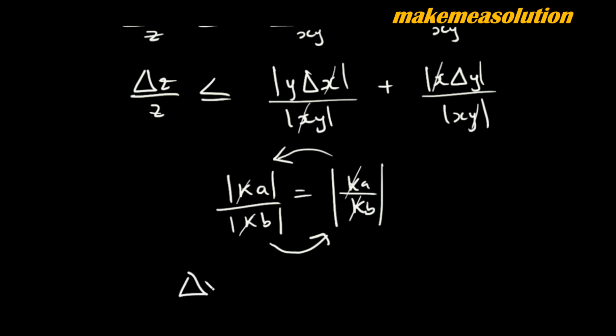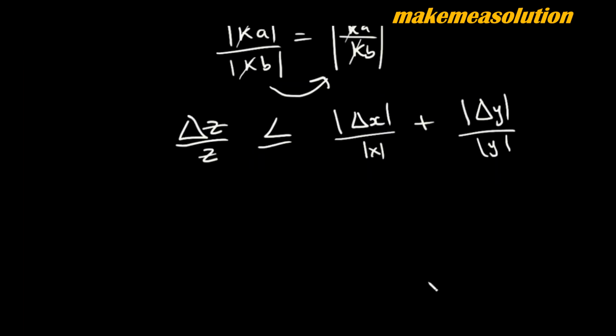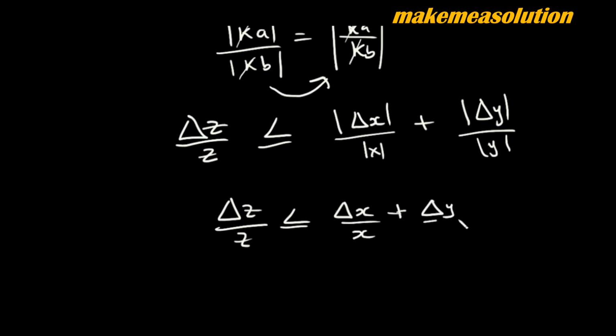So what I'll be left with is delta z over z is less or equal to modulus x over x plus modulus y over y, which is still the same thing as having less or equal to modulus x over x plus modulus y over y. Is that okay? So this is what happens when we are dealing with multiplication. This is what we call relative error.